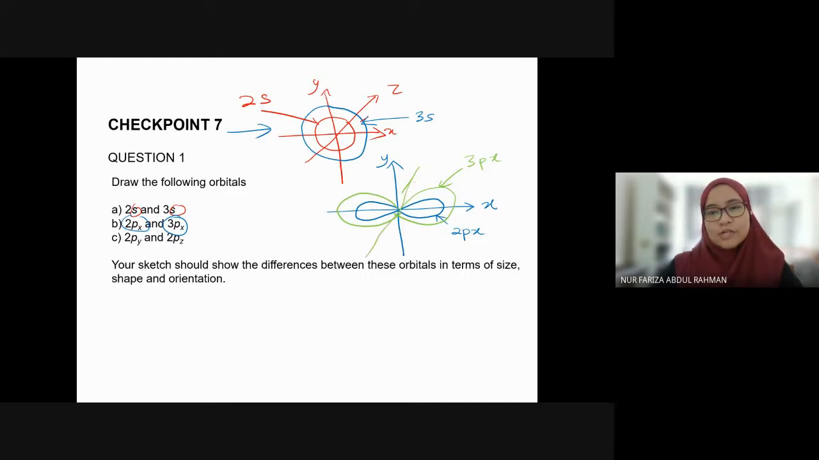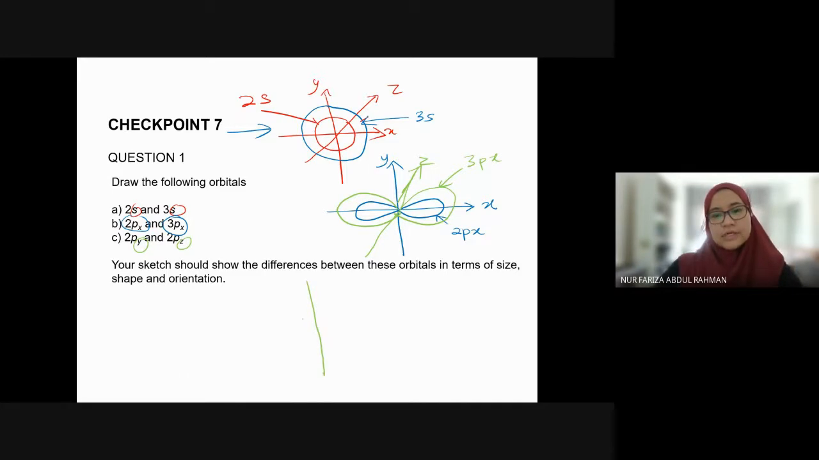Okay. Sorry, my drawing is ugly. Okay, z. Put X, Y and Z. Just do it, it's fine. We complete X, Y and Z. Alright, PY and PZ. So the value of n is the same for both, but they differ in terms of the axis, the orientation of the p orbital. So one is along the y axis, and the other one is along the z axis.